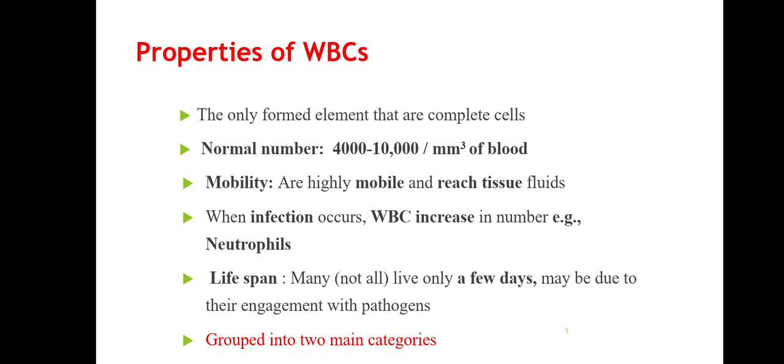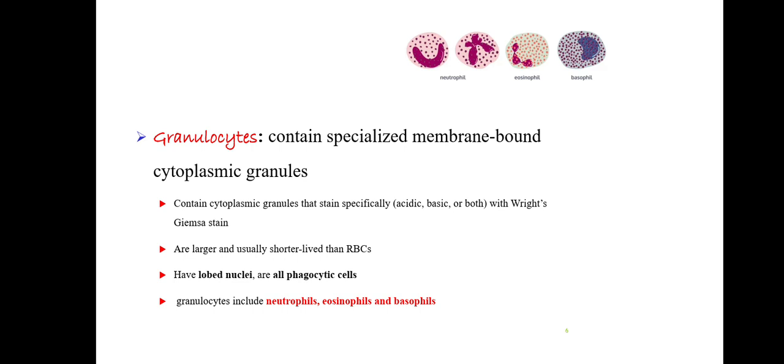Okay, so now we must be able to note that the white blood cells are categorized into two main categories. Now let's look at these two main categories I earlier mentioned. We have granulocytes. So how about the granulocytes? These granulocytes we have here on top are neutrophils, eosinophils, and basophils.